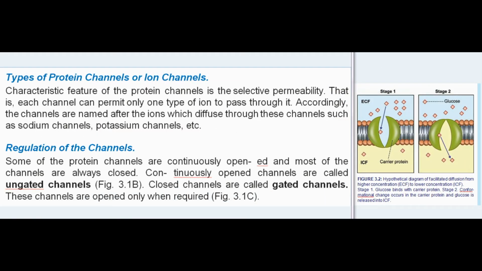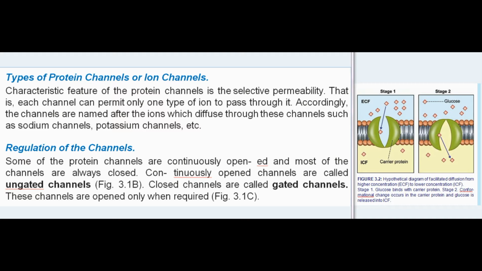Types of protein channels or ion channels. Characteristic feature of the protein channels is the selective permeability. That is, each channel can permit only one type of ion to pass through it. Accordingly, the channels are named after the ions which diffuse through these channels, such as sodium channels, potassium channels, etc.